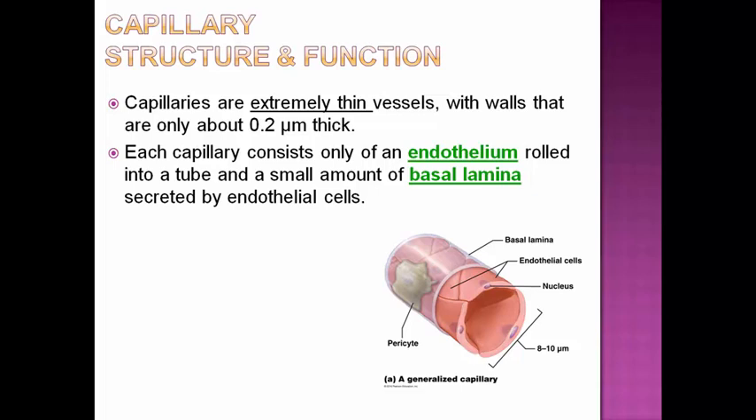As far as their structure and eventually their function, we know again that they're extremely thin, a simple layer of endothelial cells that are only about 0.2 micrometers thick. We know again that they're simple, with just a lining of endothelium rolled into a tube, and they do have a basal lamina for support that the endothelial cells will secrete. So the picture shows you a generalized capillary.